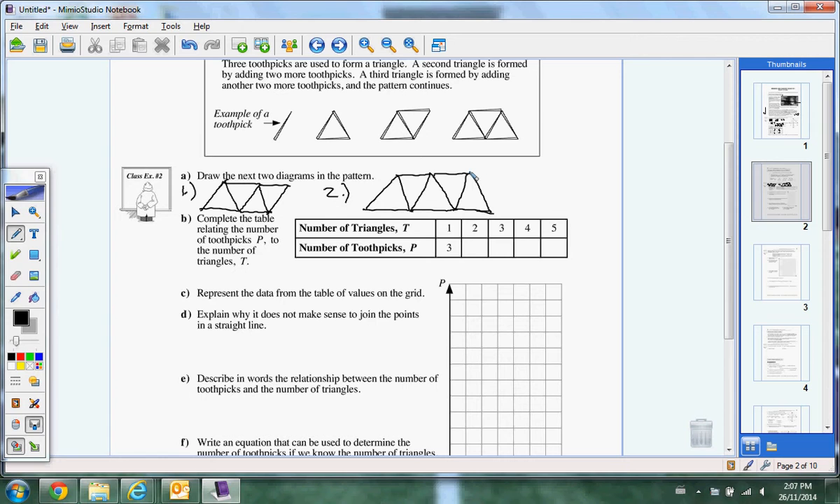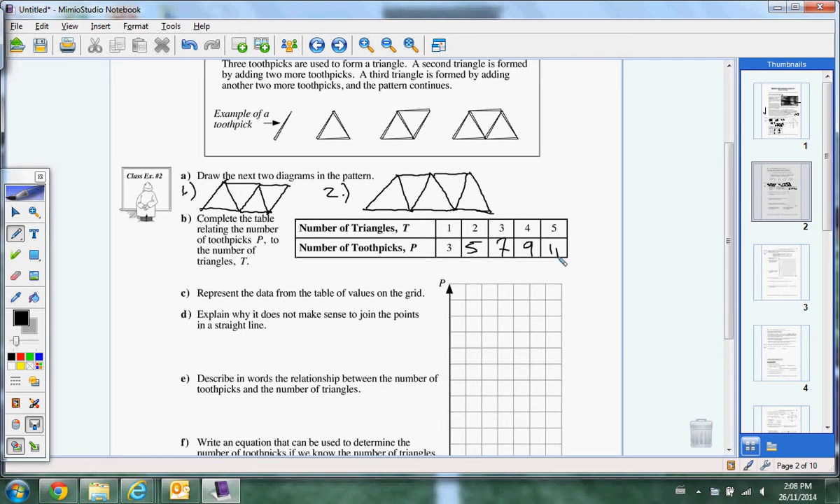Complete the table relating the number of toothpicks P to the number of triangles T. So triangles, we have 2 triangles. So 2 triangles, how many toothpicks do we have? 1, 2, 3, 4, 5. Okay, at 3, 1, 2, 3, 4, 5, 6, 7. At 4, 1, 2, 3, 4, 5, 6, 7, 8, 9. And 1, 2, 3, 4, 5, 6, 7, 8, 9, 10, 11. So that goes up by 2 every time.